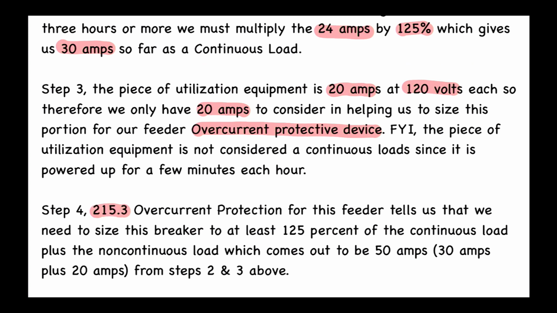215.3 overcurrent protection for this feeder tells us that we need to size this breaker to at least 125% of the continuous load plus the non-continuous load, which comes out to be 50 amps. And we got that because we got our 30 amps. And remember, we had a lighting load of 24 amps, and we multiplied that by 125%, and we got 30 amps. Plus, we have that additional 20 amps, from steps 2 and 3 above.